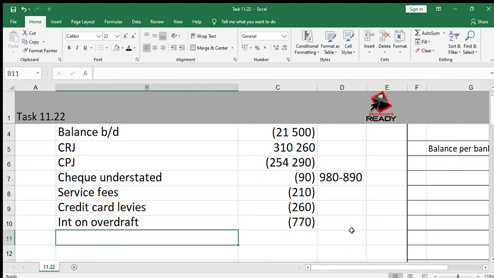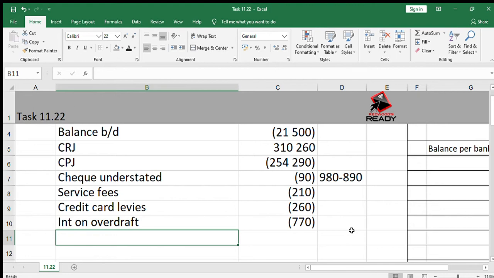Okay, then we have check 12585 for 780. Now before we do anything with that, check 12585 for 780 corresponds exactly to the previous month's bank recon. So that means that last month it was outstanding. This month it has gone through the bank statement, so we don't have to do anything with it.